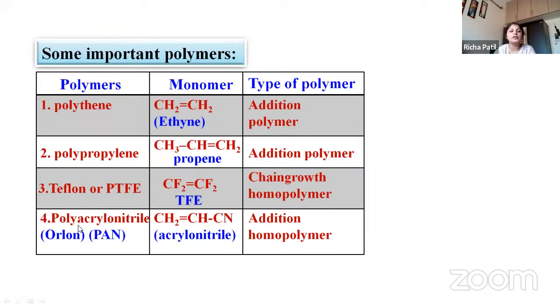Next is polyacrylonitrile, or the other name is Orlon. So what is the monomer? It is acrylonitrile, and this is the structure. So what type of polymer is it? It is an addition homopolymer. It is made up of this acrylonitrile itself.